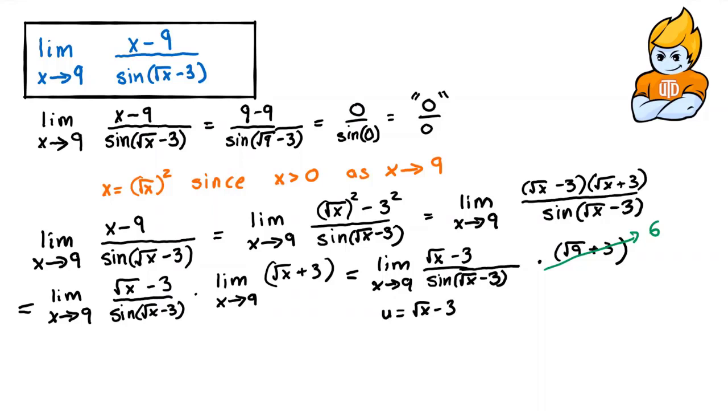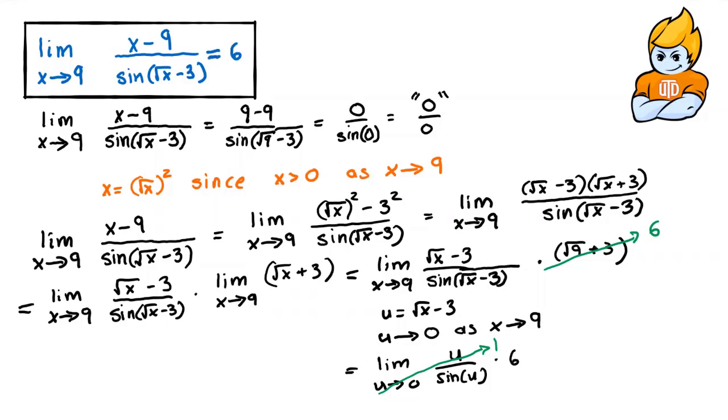Let u equal the square root of x minus 3, and reason that u goes to 0 as x goes to 9. Now we can use our special trig limit, and we see that our limit is equal to 1 times 6. Sometimes completing a problem in calculus is really all about seeing the algebra.